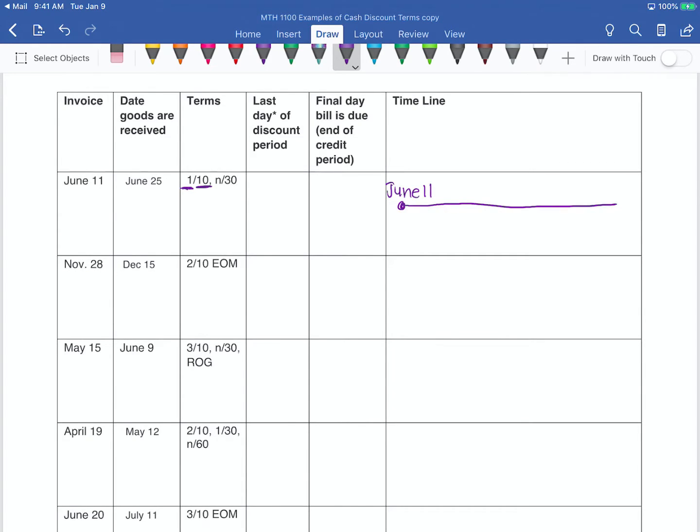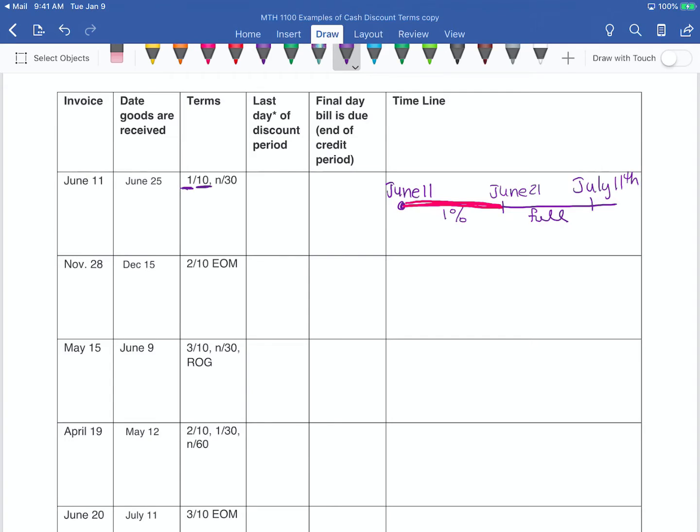So 10 days from the invoice date would be June 21st. So that would give me a 1% discount if I pay between June 11th and June 21st. I have to pay in full within 30 days of the invoice date. So 30 days from the invoice date, June 11th, would be July 11th. So I would have to pay in full by July 11th.